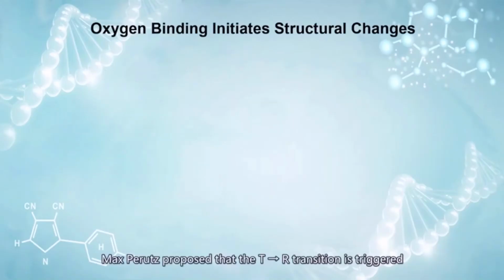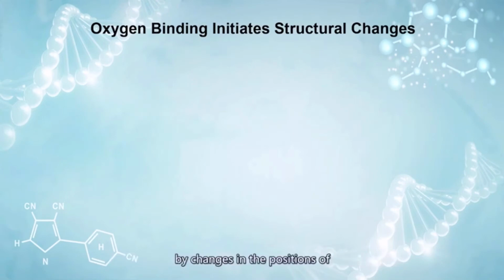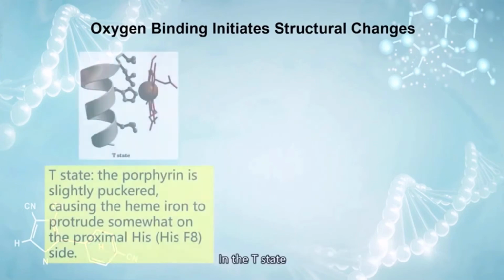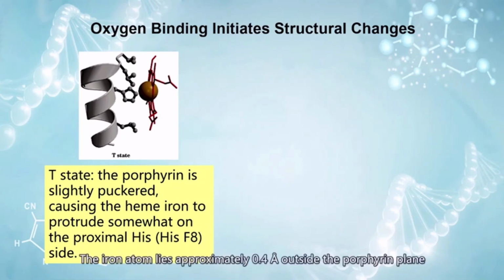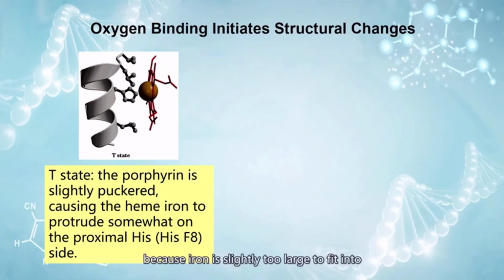Max Perutz proposed that the T to R transition is triggered by changes in the positions of key amino acid side chains surrounding the heme. In the T state, the porphyrin is slightly puckered, causing the heme iron to protrude somewhat on the His F8 side. As shown in this figure, the iron atom lies approximately 0.4 angstrom outside the porphyrin plane, because iron is slightly too large to fit into the well-defined hole within the porphyrin ring.